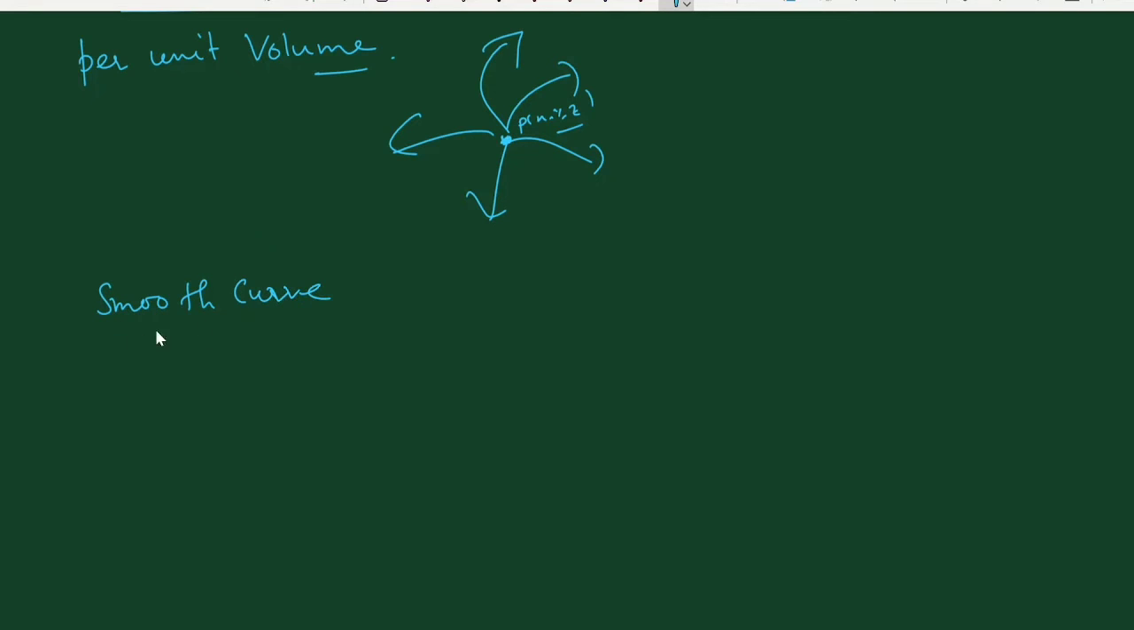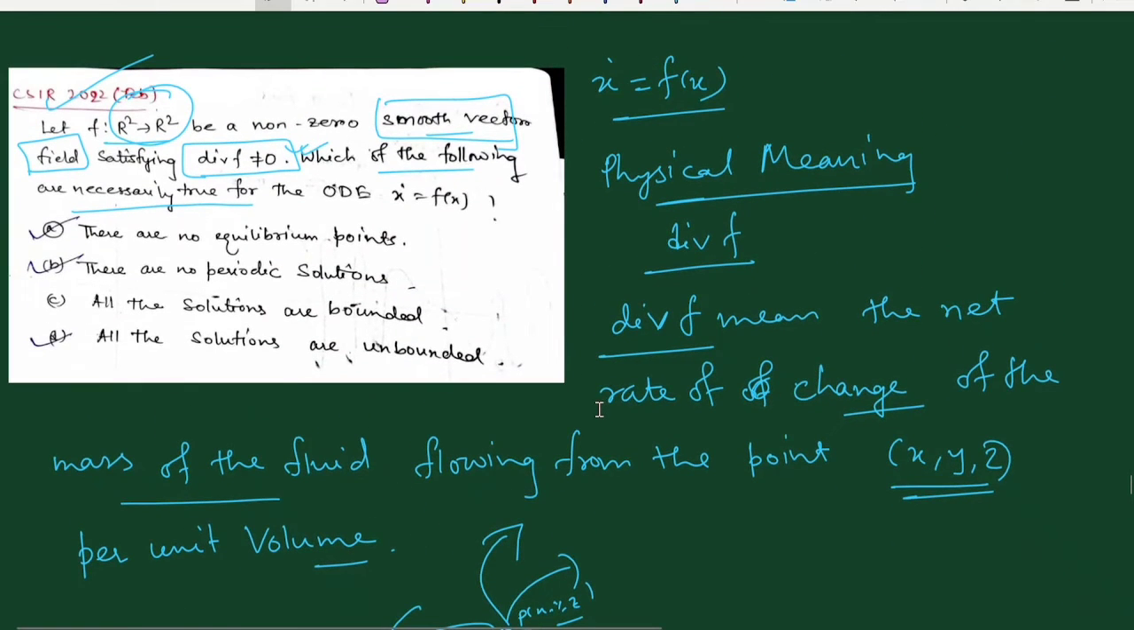So what do we mean by smooth curve? We know that simply, if a curve is continuously differentiable on R, R2 or R3, whatever the dimension may be, then this type of curve is said to be a smooth curve. The smooth vector field means a similar meaning as a smooth curve. So this is the meaning of smooth vector field.